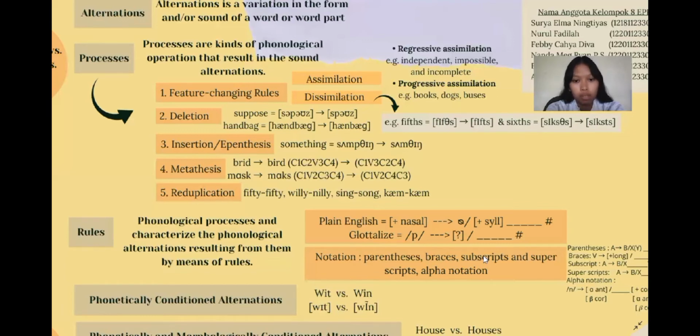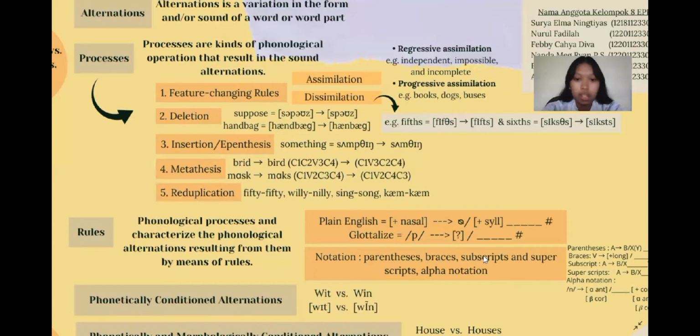For example, in the words fifth and sixth. Those words are made of 3 fricatives, so it is difficult to pronounce 3 fricatives next to one another when one of them involves the t sound. As a result, the second fricative becomes a stop, which makes it more dissimilar and easier to pronounce.